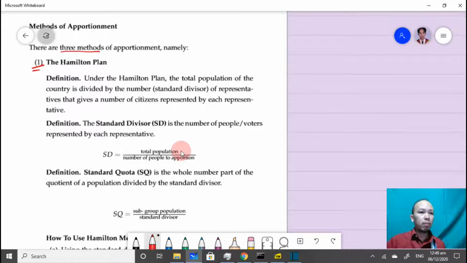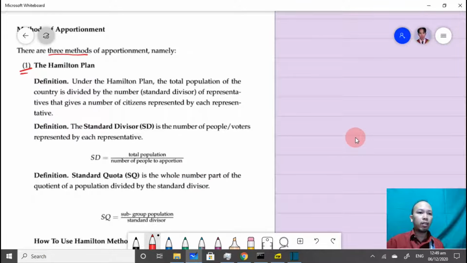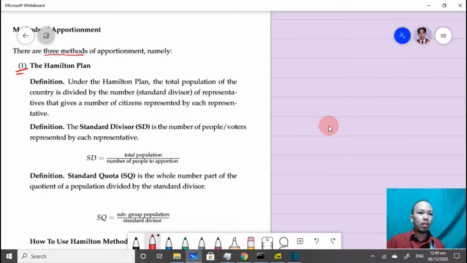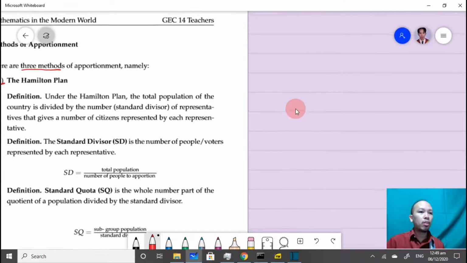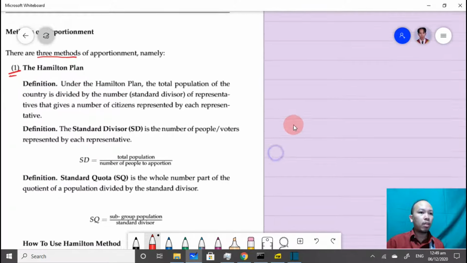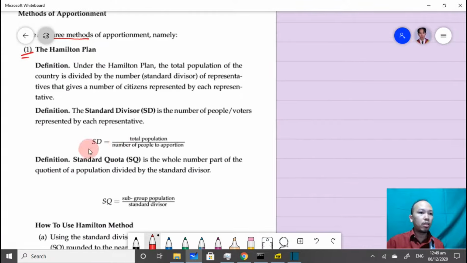By the way, the denominator is not limited only to the number of people. There are situations where it is not limited only to the number of people. So I am going to write it here before I proceed to the discussion of the Hamilton plan. I'm going to pause here and then write the main idea here, this denominator.